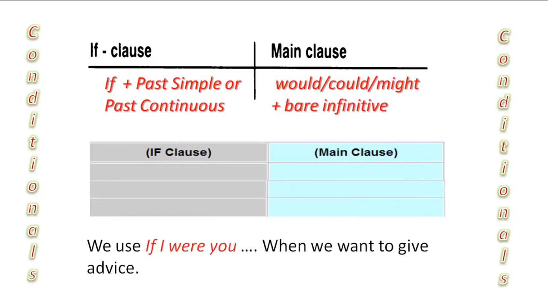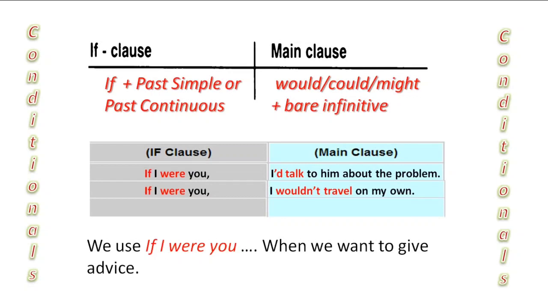Also, we use if I were you when we want to give advice. If I were you, I'd talk to him about the problem. Here this 'd is a contraction of would. If I were you, I wouldn't travel on my own. If I were you, I would talk to my parents.